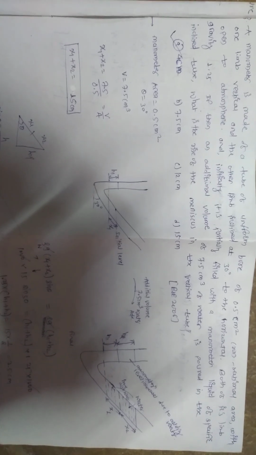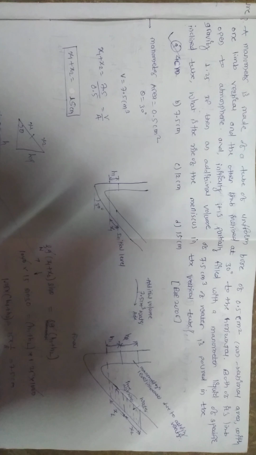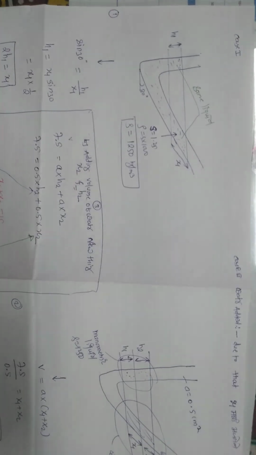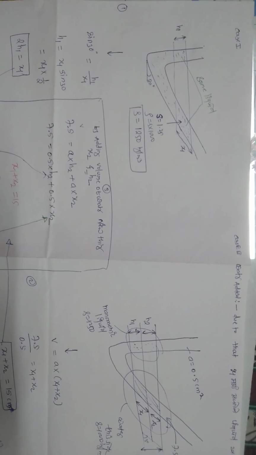So due to that the movement of the liquid takes place in the vertical tube also. That vertical height extra increases, we name it as h2. That h2 we need to calculate in this problem. So how to calculate in this problem? See one by one. We have divided this problem in two parts. First case first.